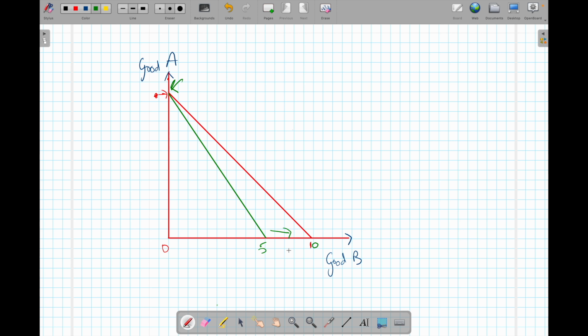We finally finished discussing increasing, decreasing, and constant opportunity cost, as well as shifts and pivots of the production possibility frontier. Now it's up to you to practice the content.